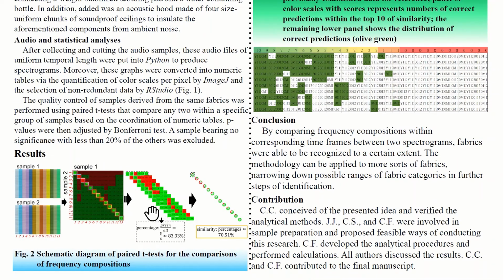Here are the results. Okay, so before we talk about the results, let's look at the procedures here. There are two samples. The two samples are compared to each other based on their time frames. Each time frame has specific frequency compositions. So frequency compositions will be compared to each other using t-tests, and a p-value is generated. Because there are multiple time frames, there are multiple p-values. A row of p-values will be generated.